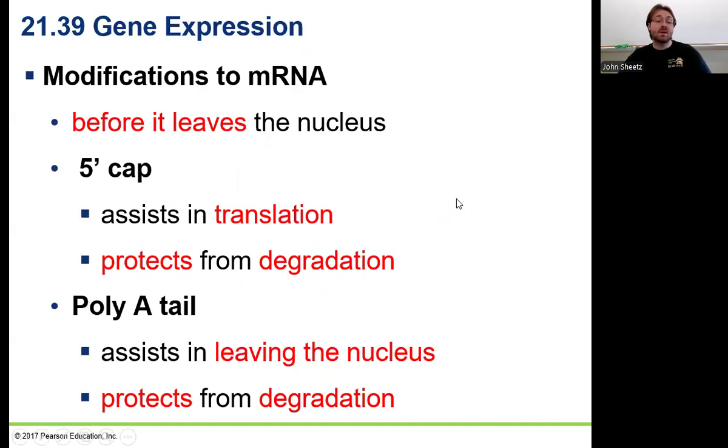So, modifications to mRNA before it leaves the nucleus. Before the RNA sequence leaves the nucleus, what is known as a 5' cap is added onto the end of the sequence. Think of it kind of like an aglet on your shoelace.